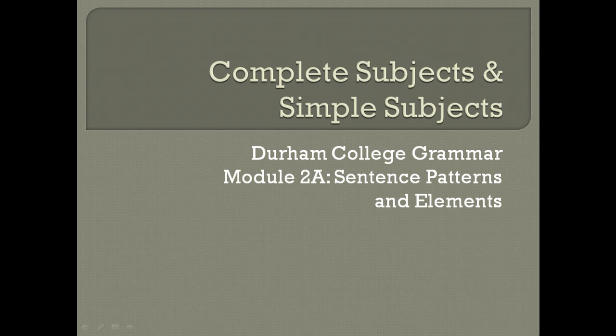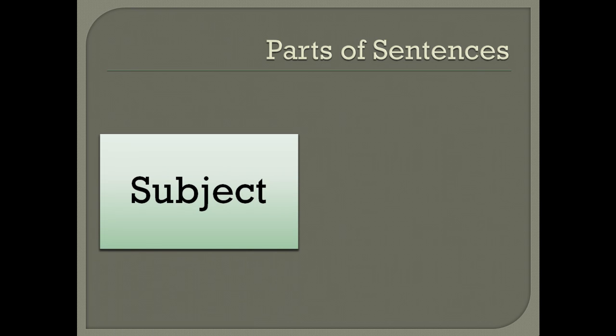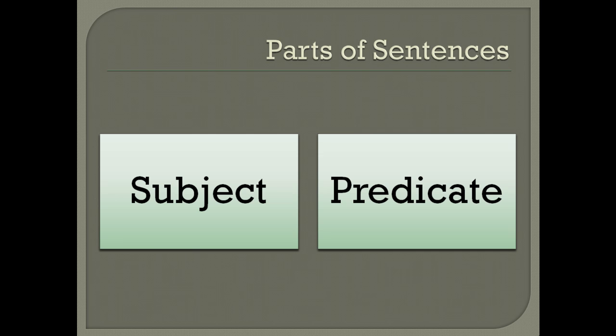This PowerPoint presentation will discuss how to determine the complete subject and simple subject of sentences. All sentences must have two parts, a subject and a predicate. A subject is who or what is being talked about, and the subject is therefore the topic of the sentence.